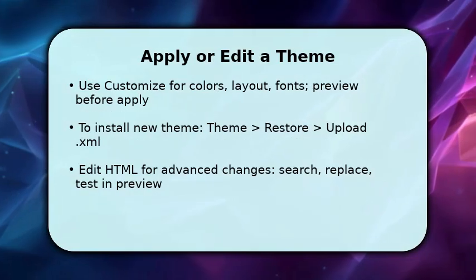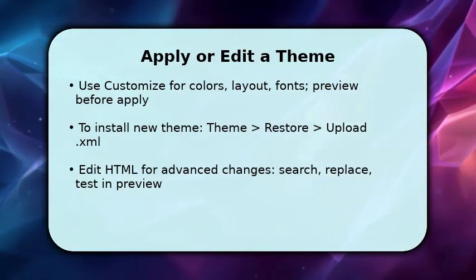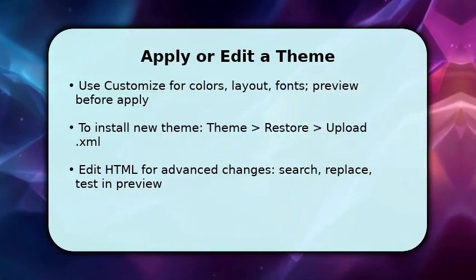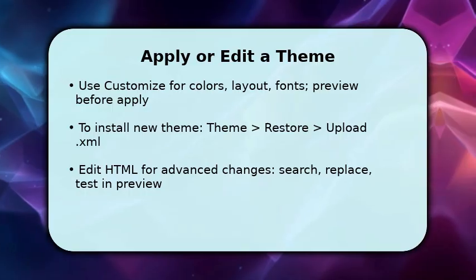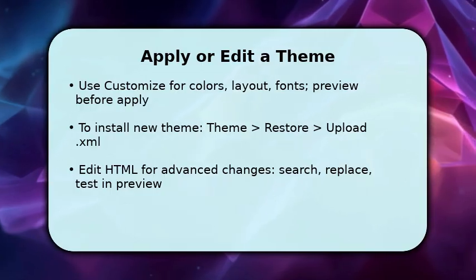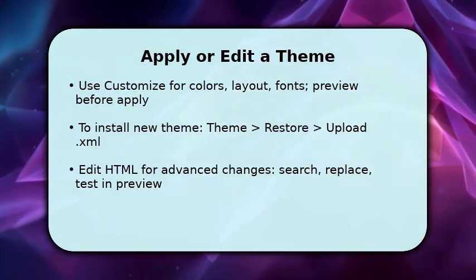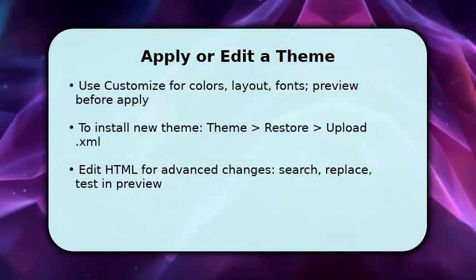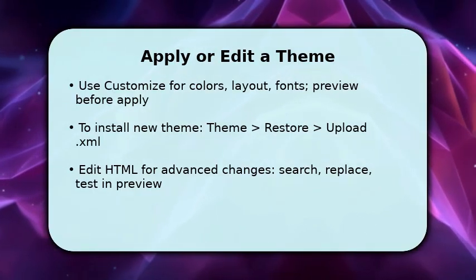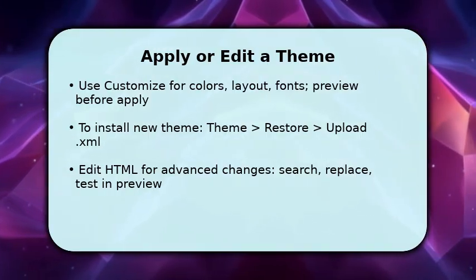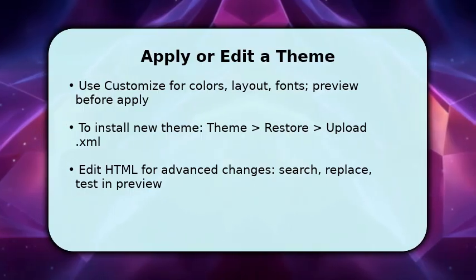You now decide whether to modify the current theme or install a new one. If you use Customize, change colors, layout, and fonts and click Preview to inspect on desktop and mobile. To install a downloaded theme, open Theme Restore and upload the XML file, preview before making it live. If you need advanced edits, choose Edit HTML, use Search to find elements, make small changes, and test repeatedly in Preview to avoid breaking layout or widgets.